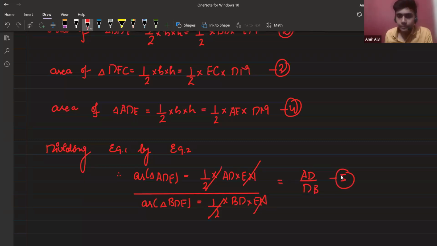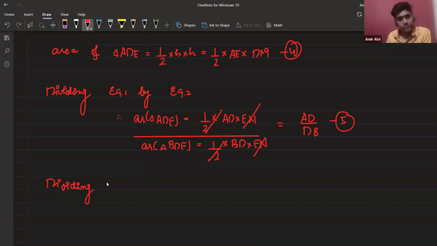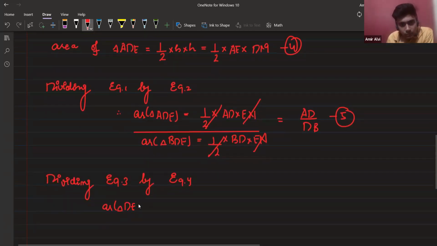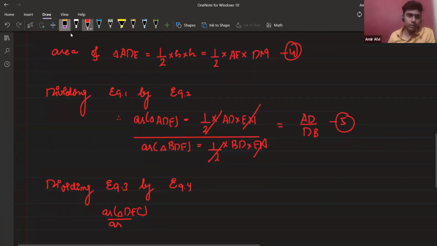Clear, Adil? Yes. Okay. Now I am dividing equation 3 and equation 4. So area of DEC upon, now DC, equation 4 by 3, because I need AE in the numerator.